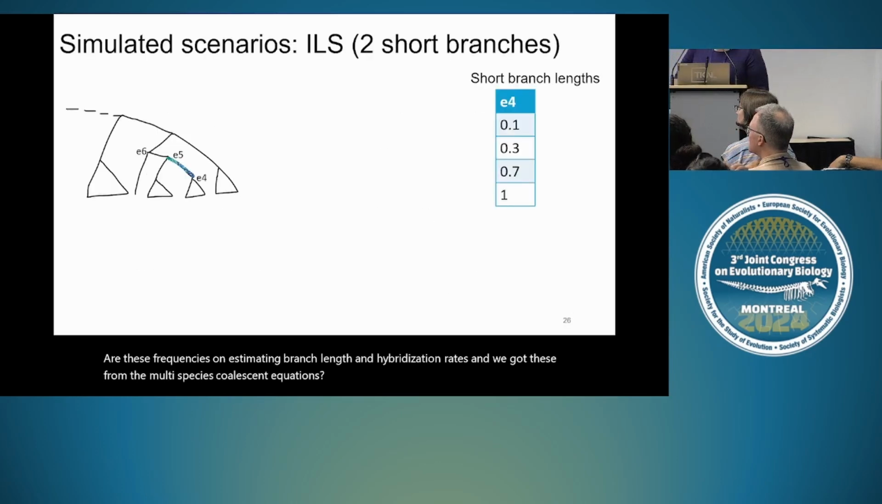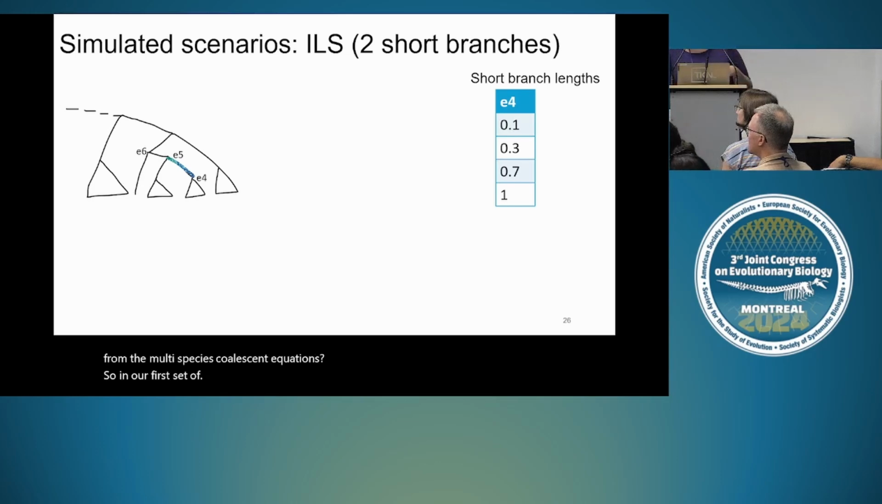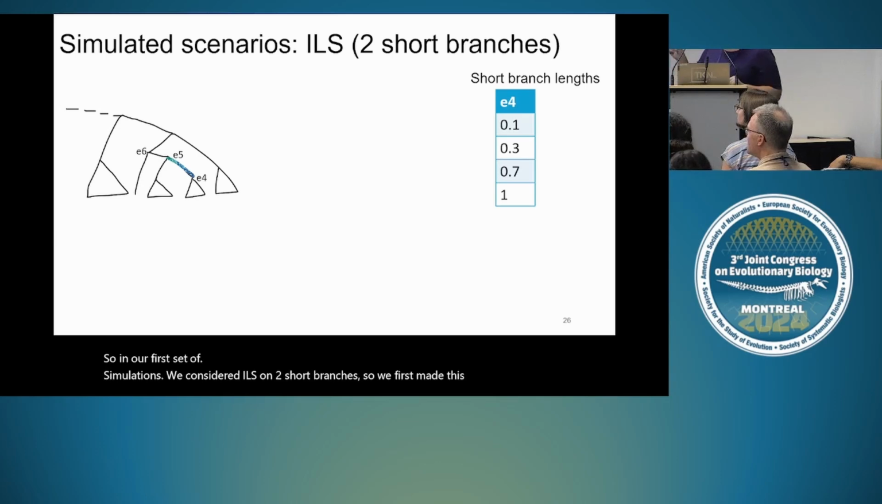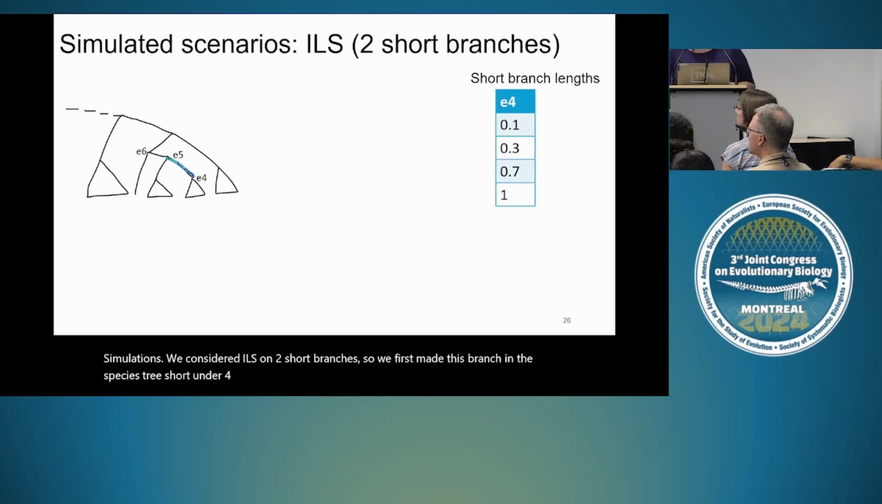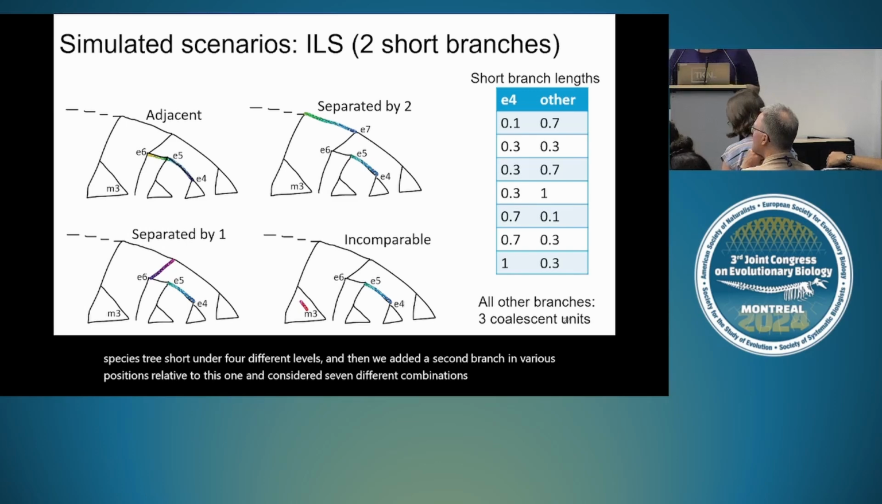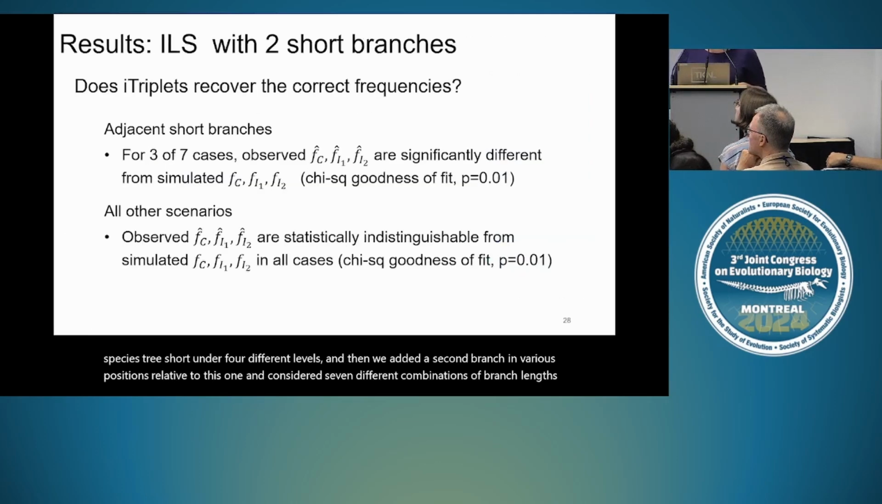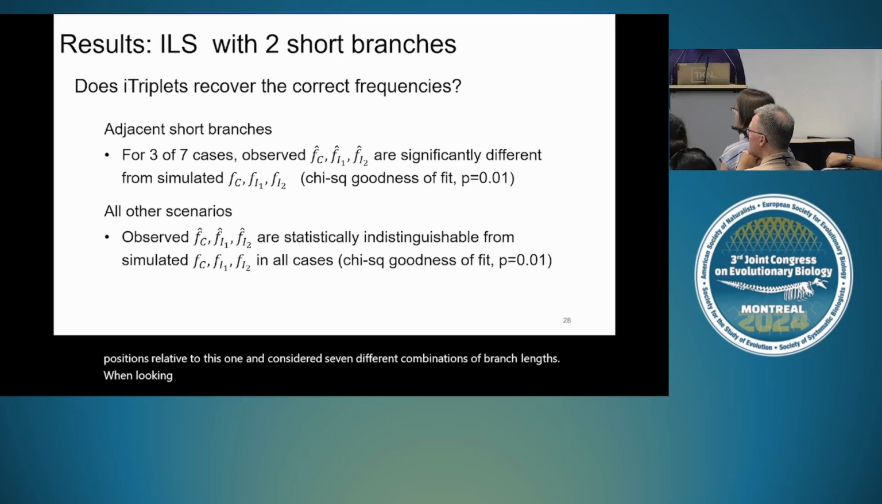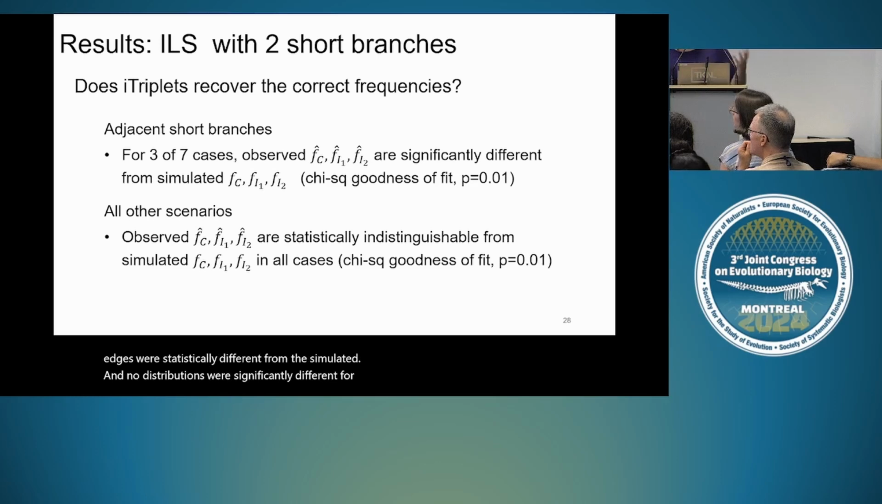So in our first set of simulations, we considered ILS on 2 short branches. We first made this branch in the species tree short under 4 different levels, and then we added a second branch in various positions relative to this one, and considered 7 different combinations of branch lengths. When looking at when short branches were adjacent, the distributions for only 3 of those edges were statistically different from the simulated, and no distributions were significantly different for all other edges. So that's great.